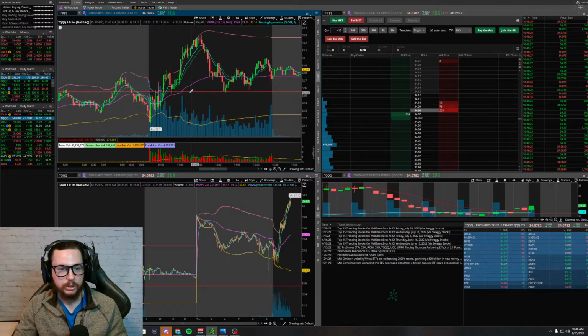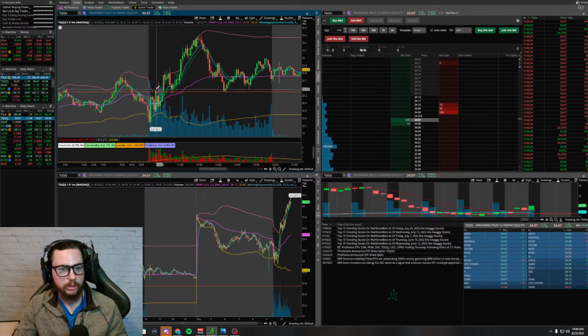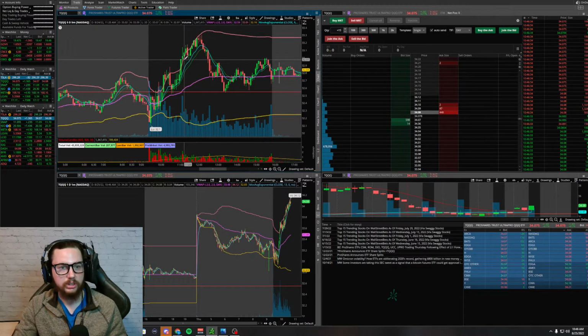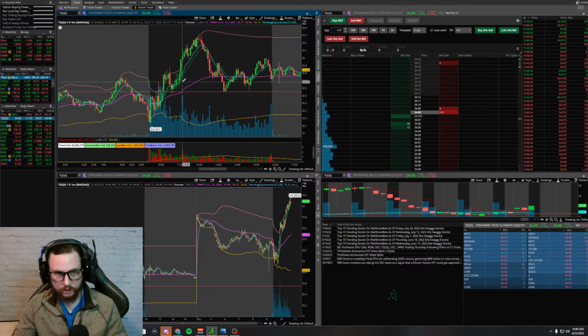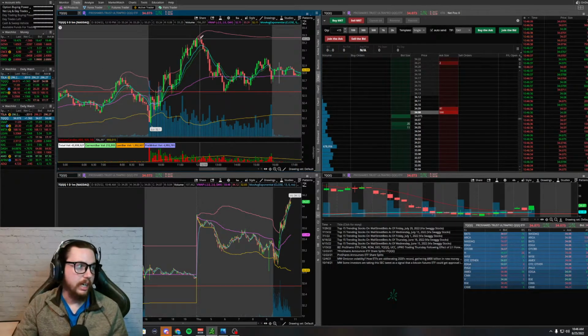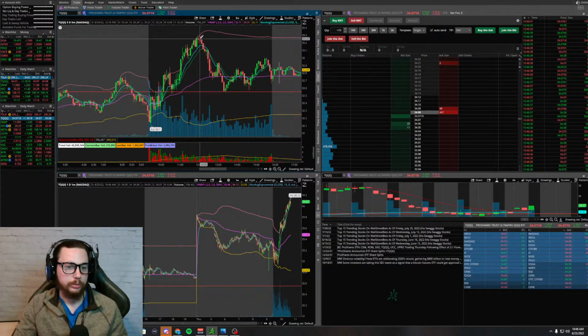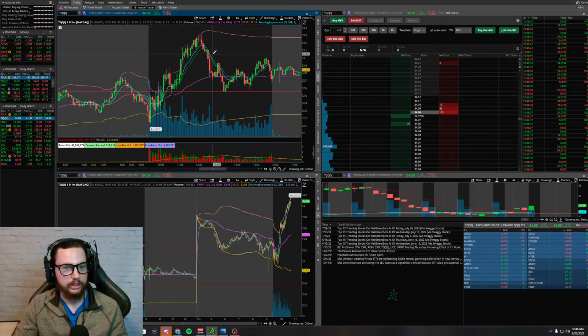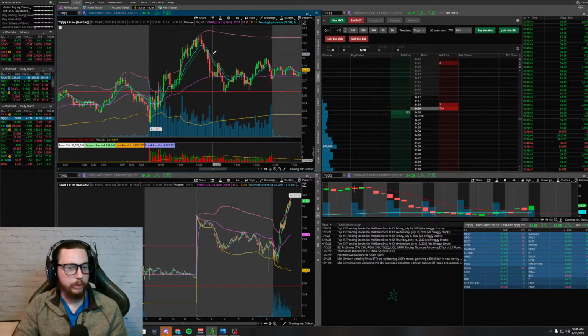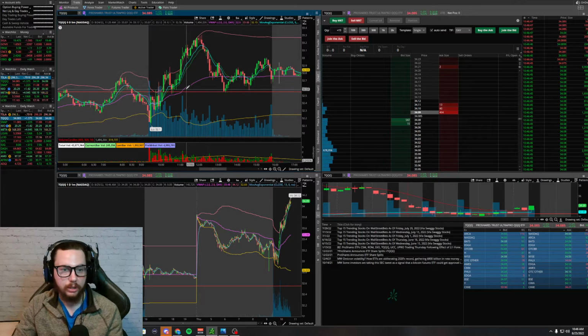So I have a line right here that this used to be resistance. Here we flipped it to support, and we continued much higher. But just because we continued a lot higher doesn't mean that resistance flipped into support is not valid anymore. We're going to keep that line there, and we're going to say, okay, this is now our support.